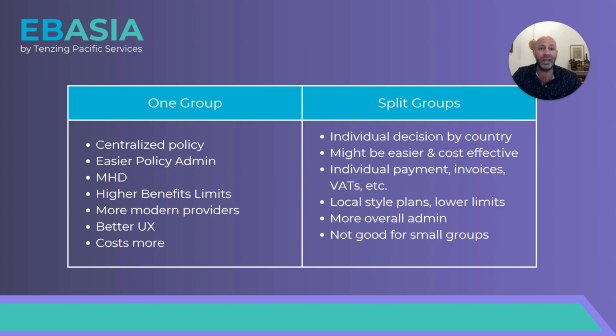So if you only have 10, 15 people, but those people are spread out across a number of countries here in Asia, doing split groups, you're probably going to have to do full medical underwriting for each individual person, rather than doing a group policy where you group them together and you're taking advantage of those group discounts that we talked about.